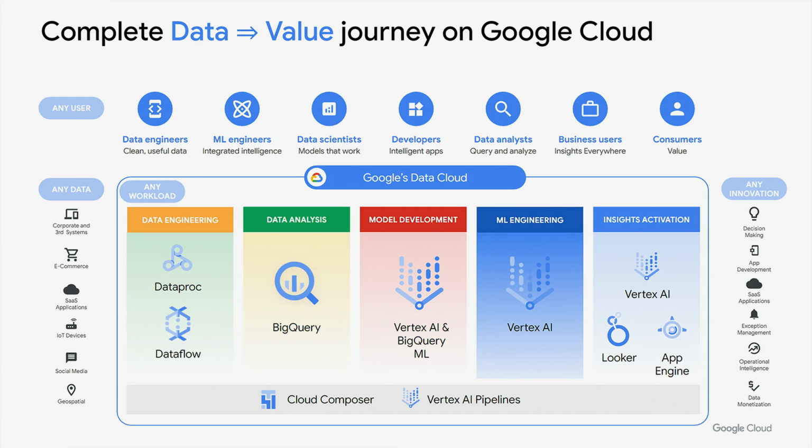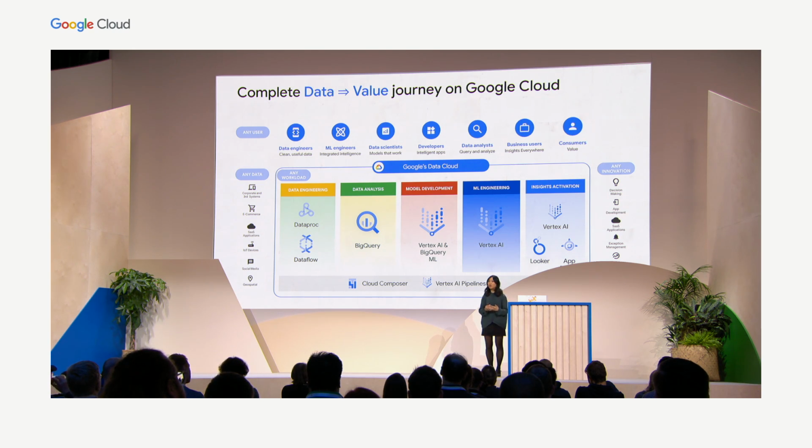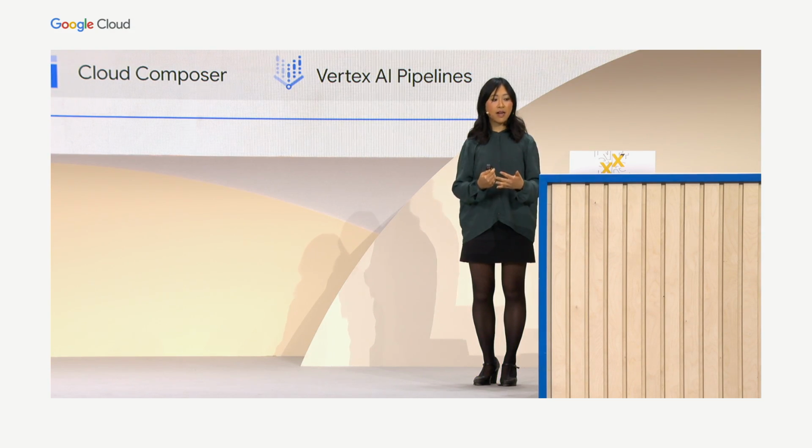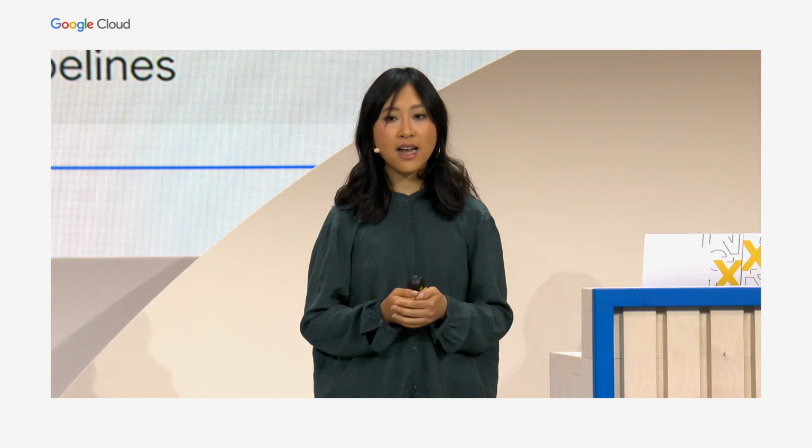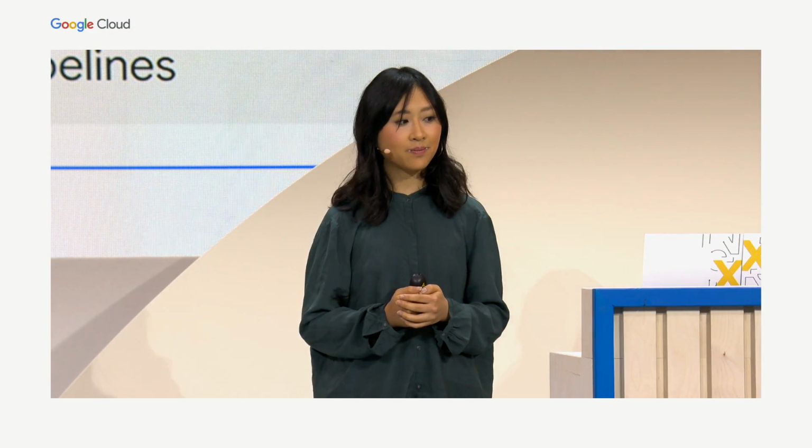This can help with any innovation. Here are some that we listed, but I'm sure you have some in mind or some already in production. So decision making, app development, SaaS applications, exception management, and so on. You also have the horizontal orchestration layer to automate each of these steps to scale and put these models into production. We propose here Cloud Composer or Vertex AI Pipelines. Cloud Composer is a managed version of open source software as well, and Vertex AI Pipelines supports two open source SDKs, TensorFlow Extended, as well as Kubeflow Pipelines SDK.